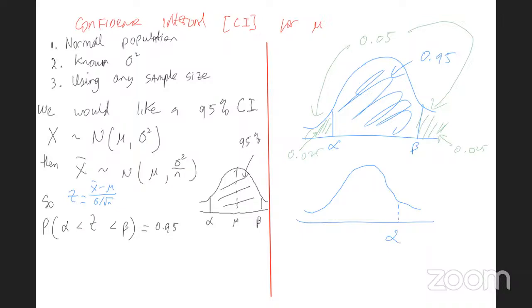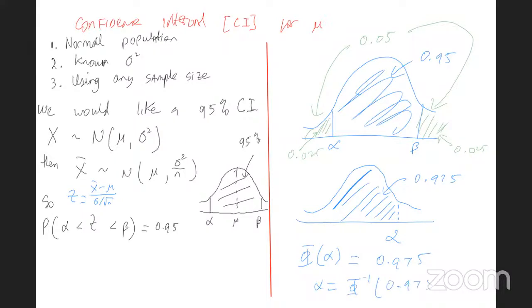What we'll do is this: this entire value here is for 0.975. So you have to figure out phi of alpha is equal to 0.975. So alpha will be phi inverse of 0.975. That's why you have to read the value off the table. Anybody can help me there? What is phi inverse of 0.975?